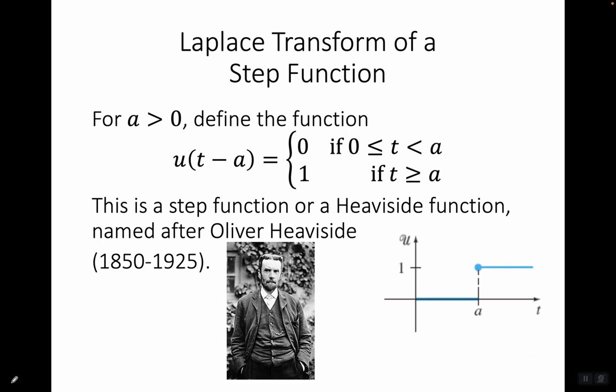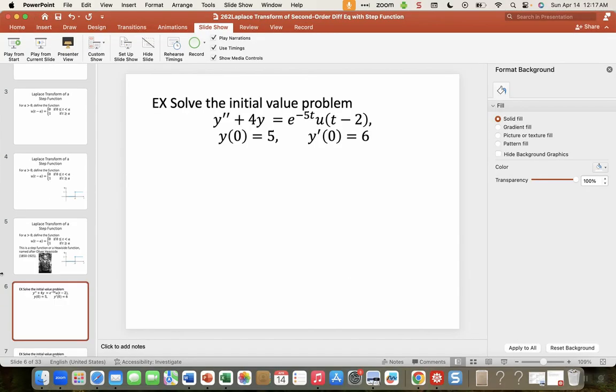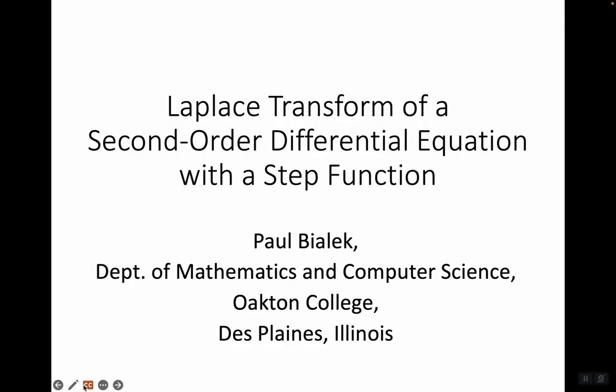Ironically enough, he doesn't appear to be on the heavy side. Solve the initial value problem involving this Heaviside function. Y double prime plus 4y equals e to the negative 5t, u of t minus 2. Rather unfortunate name. At least he wasn't on the heavy side. Interesting.